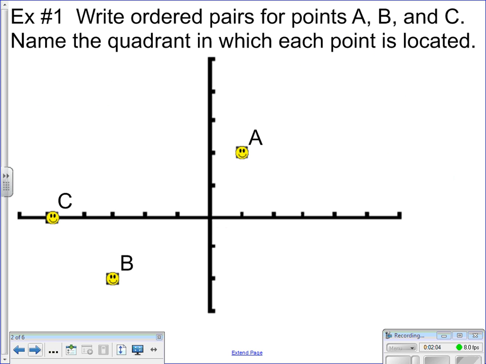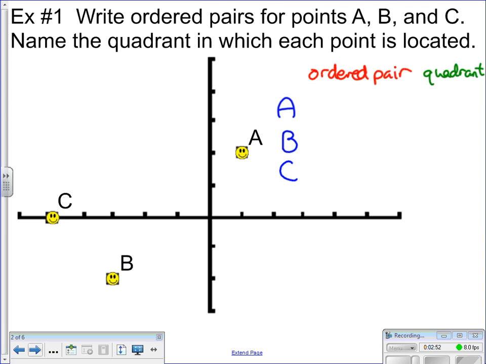All right, here's 3 points, point A, B, and C. Your job is to pause here and write down the coordinates of each point and the quadrant that corresponds with each point. Okay, you should have written down the ordered pair and the quadrant.